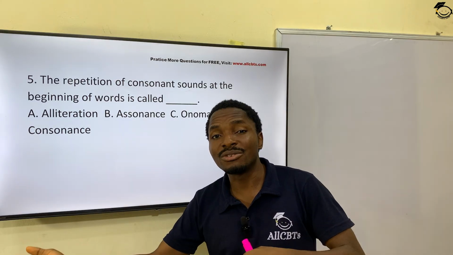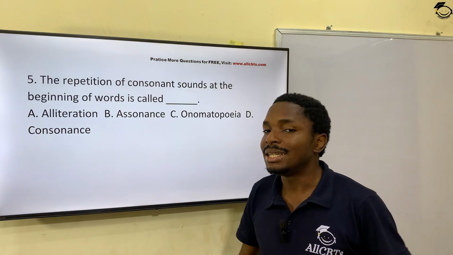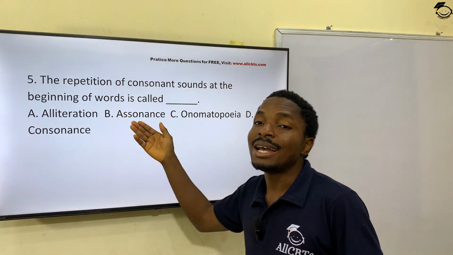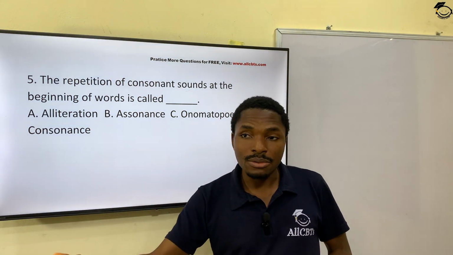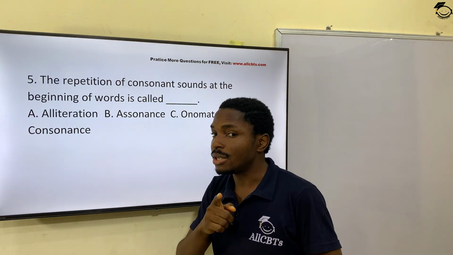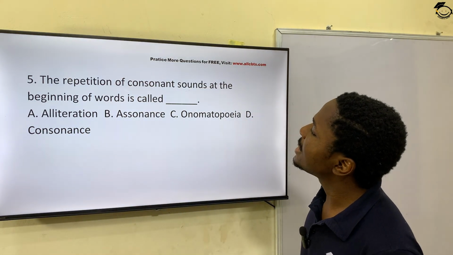What if it's repetition of vowel sounds? Because just as we have consonant sounds, we have vowel sounds. In the case of vowel sounds, it's assonance. It's consonant sounds, alliteration. Never forget it. All right, question 6 now.